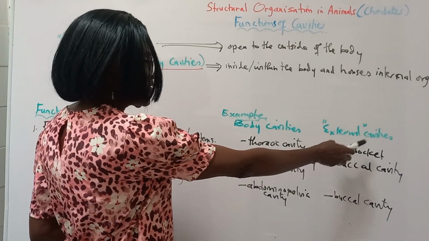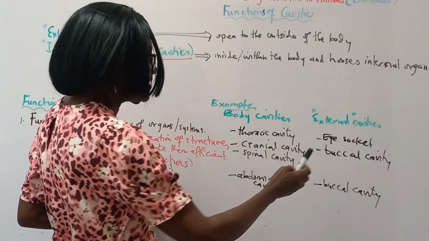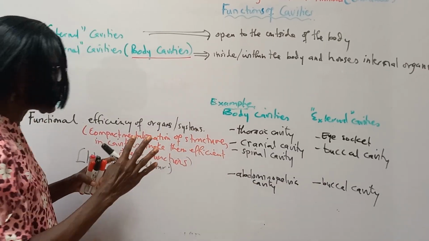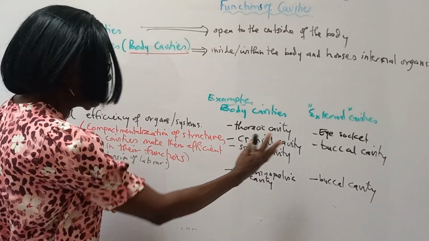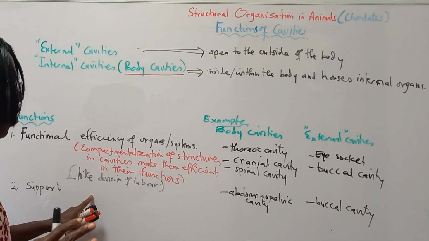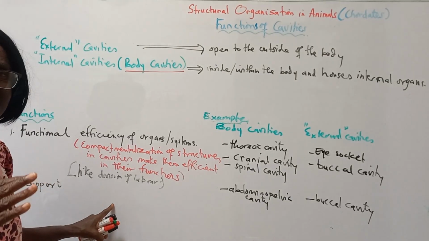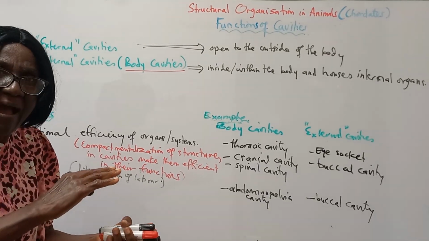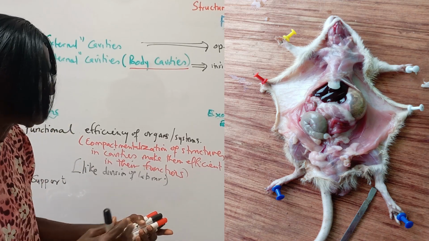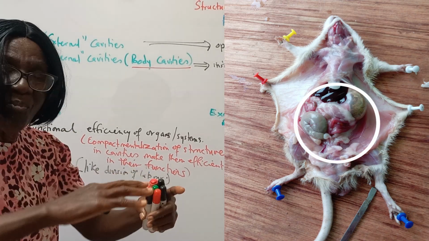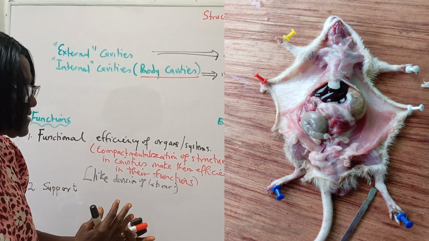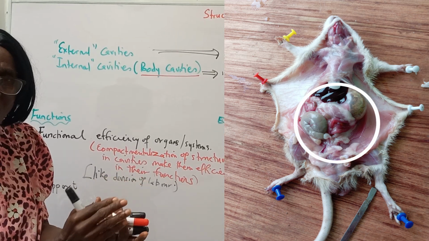Then you have the eye sockets and the buccal cavities. They are all in their various cavities to make the structures in there work efficiently. So the second function, the cavities support the structures within the cavity. Like the structures are enclosed in a cavity. As you can see, the abdominopelvic cavity supporting the digestive systems, the urinogenital systems in the cavity enclosed.